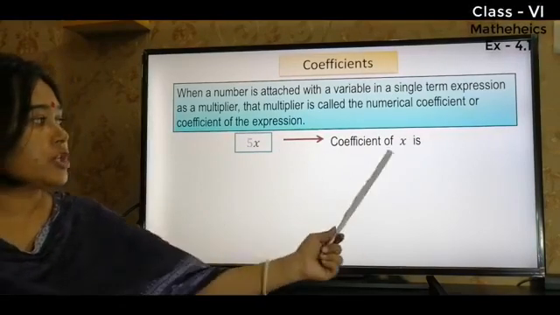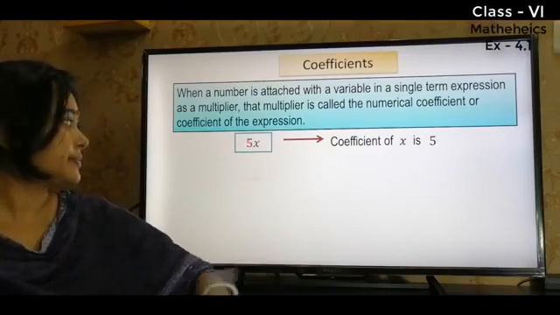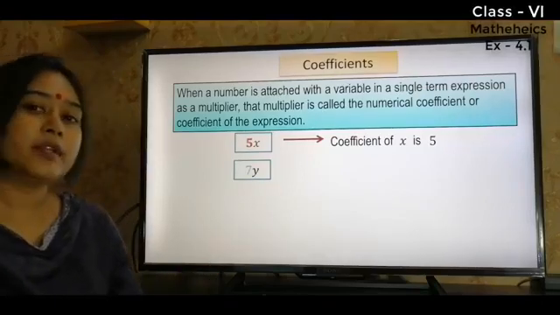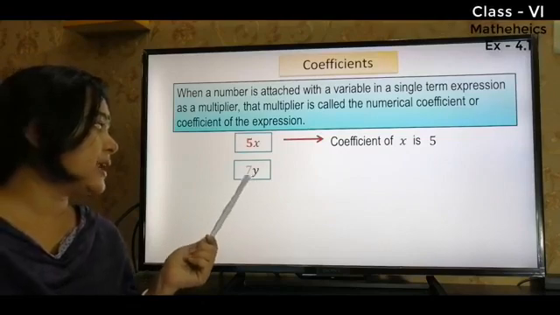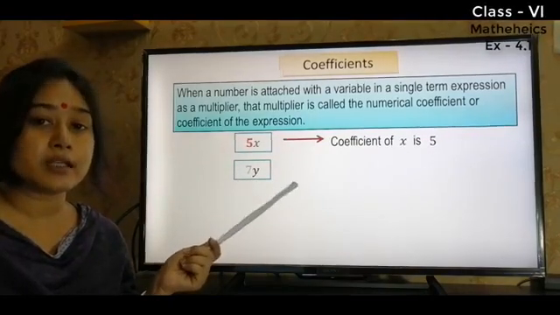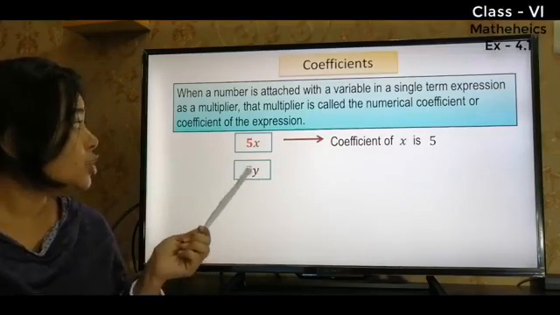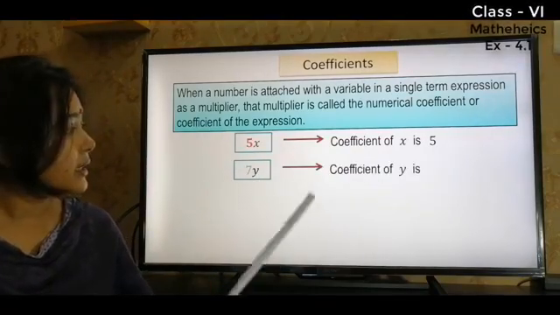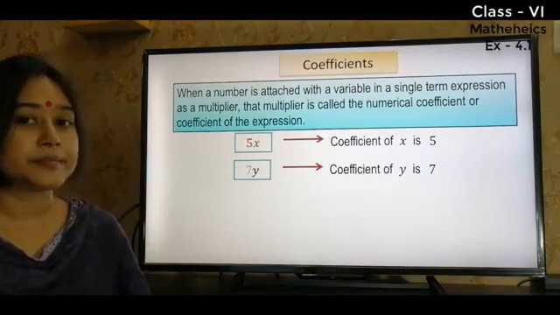So the coefficient of x is 5. Here is another example, 7y. 7y is the variable in this expression, and 7 is the number that is attached with that variable, that is y, as a multiplier. So here the coefficient of y is 7.